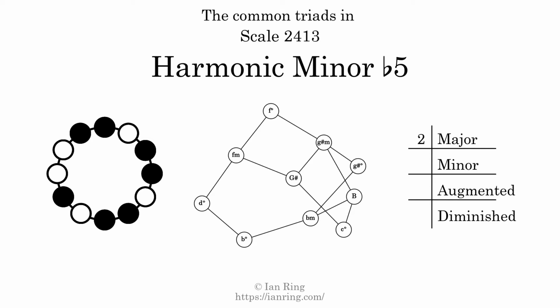There are 2 major triads. There are 3 minor triads. There are no augmented triads. There are 5 diminished triads. Here is a Hamiltonian path of parsimonious voice leading that uses all the triads.